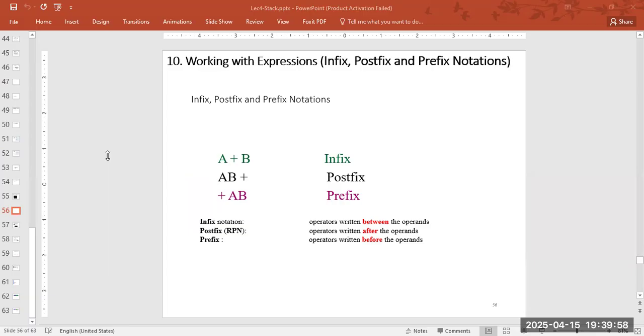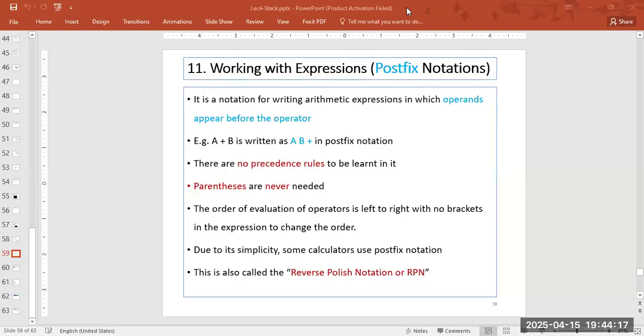Postfix sounds particularly interesting. The notes say no precedence rules or parentheses needed. That's the big win for postfix. When evaluating a postfix expression, you just scan left to right. You push operands onto a stack. When you hit an operator, let me guess, you pop the operands you need, do the operation, and push the result back onto the stack. Exactly. If it's a binary operator like plus, you pop two operands, calculate the sum, and push the result. The order is entirely determined by the sequence. No need to remember that multiplication comes before addition or worry about parentheses.